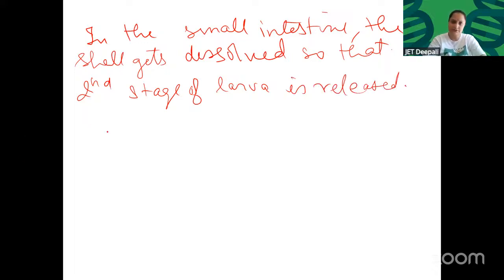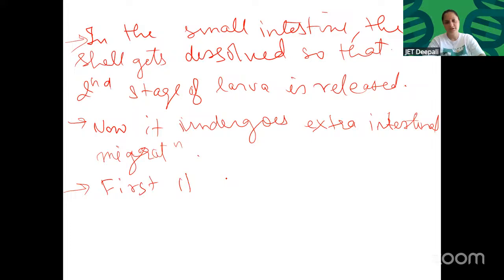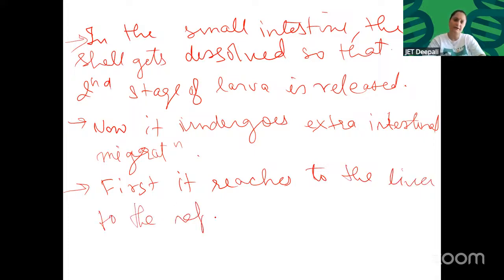Now it undergoes extra-intestinal migration, means migrating to the other parts from the small intestine. First, it reaches the liver through the hepatic portal vein.